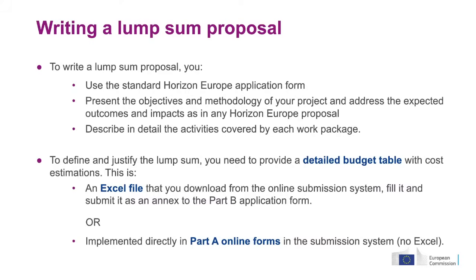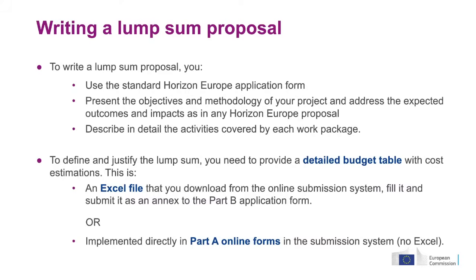I'll come back to that in a minute. The alternative is that you have this lump sum budget implemented in your Part A, as part of the administrative forms online in the application form. Both versions currently coexist. There's a technical reason for that, because we are currently replacing that Excel file tool with an online budget table that is integrated in our online submission system.